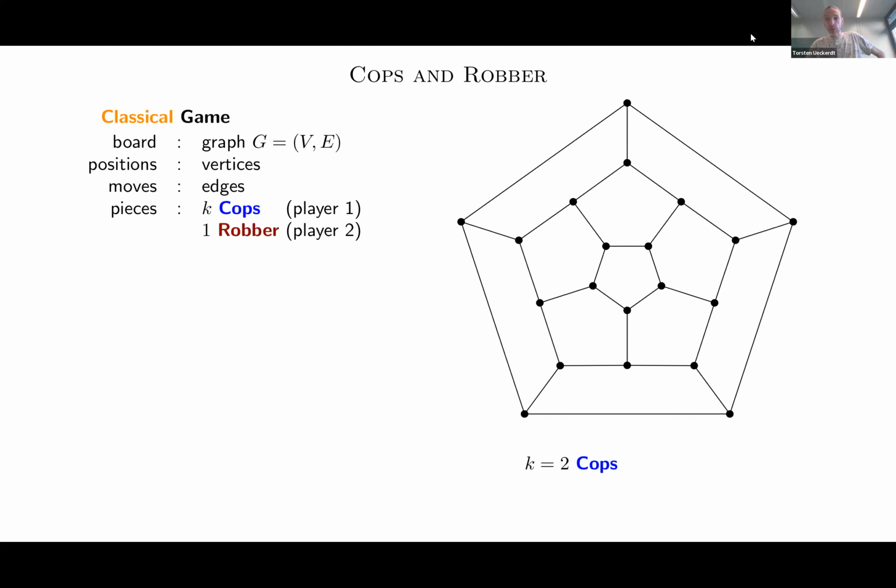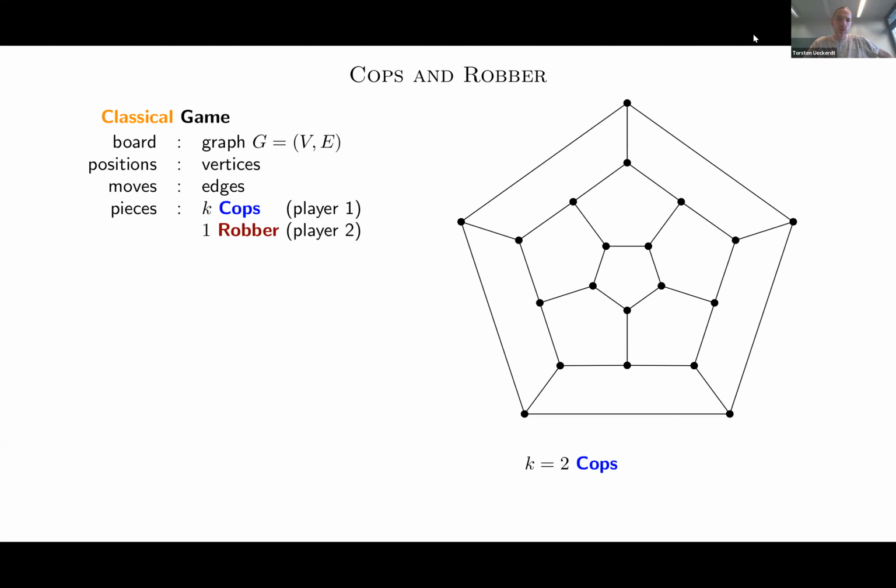In this particular game, we have two players. Here it's called player 1 and player 2, but I can also call them the cop player and the robber player. The cop player has k pieces, and k is a parameter of the game. Say, for instance, in this little example, it's 2. So he has k pieces, which are called cops. And the robber player has only one piece. This will never change, and this is called the robber. So it's k cops against one robber.